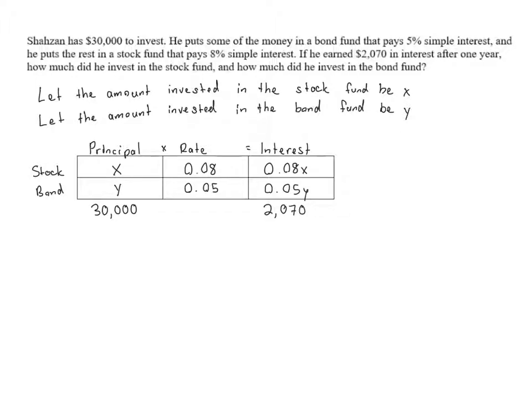And the two equations that model the situation will come from the information in the principal column and also in the interest column. From the principal column, we can see that x plus y equals 30,000 because x and y were the amounts invested in each fund. And in total, he had 30,000 to invest, so we know those two have to add up to 30,000. And then in the interest column, the total interest was $2,070. So if we take the interest for each of the different funds and add them together, that should be 2,070. So we have 0.08x plus 0.05y equals 2070. And now we have our system of equations. Once we solve this, we'll know the values for x and y, and we'll know the answer to the problem.